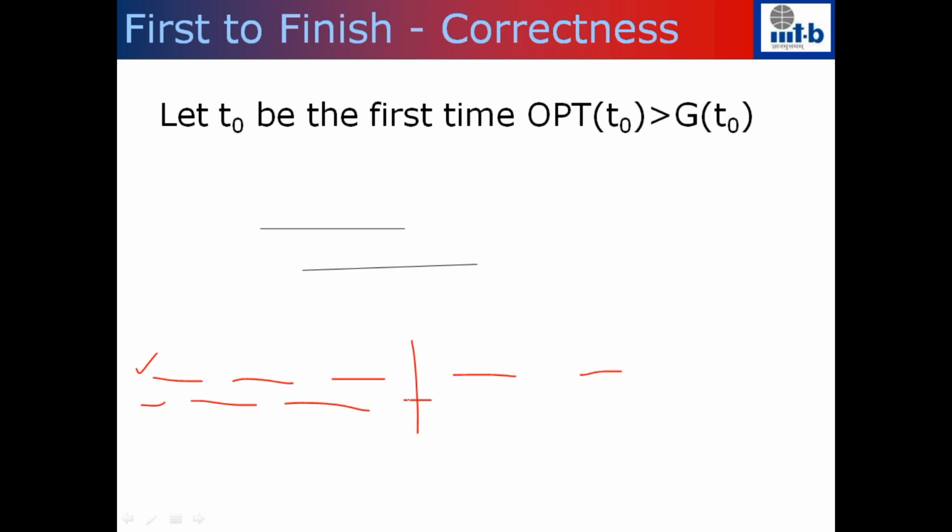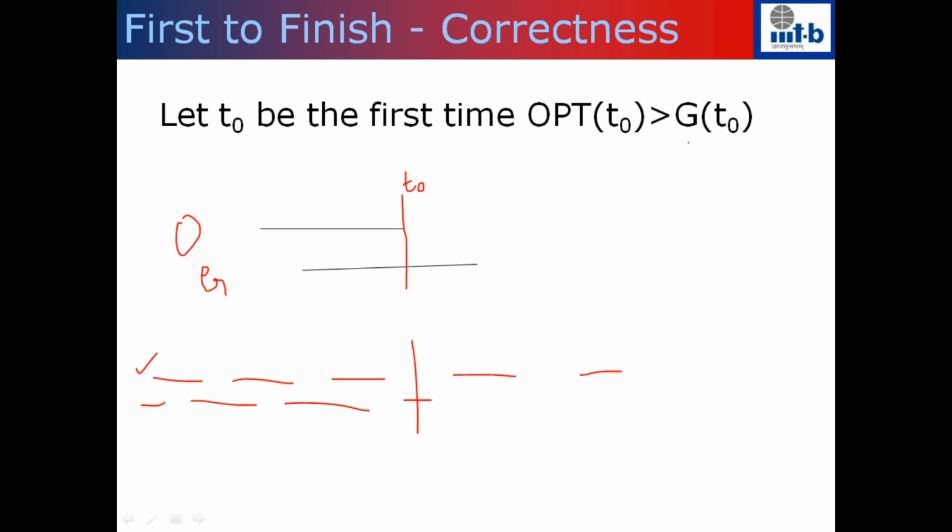So now let's say that since the optimum actually schedules more number of jobs than the greedy algorithm, at some point of time, let's say this is the time, right? This is the solution corresponding to the optimum, and the bottom one is the solution corresponding to the greedy. This is the time t0 where the number of jobs completed by the optimum is strictly greater than the number of jobs completed by the greedy algorithm.